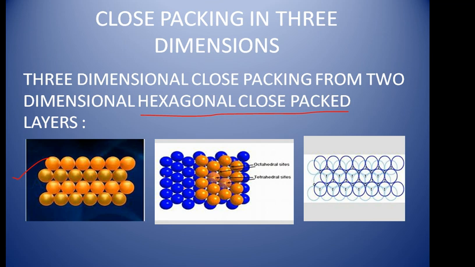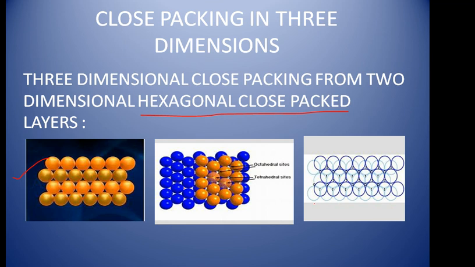Whenever you are stacking another layer over it, you see the first layer is the blue balls and the second layer is the yellow balls. So when you are stacking another layer over it, you get two types of voids. One is octahedral void, another one is tetrahedral void. What does it mean? Void means the free space.